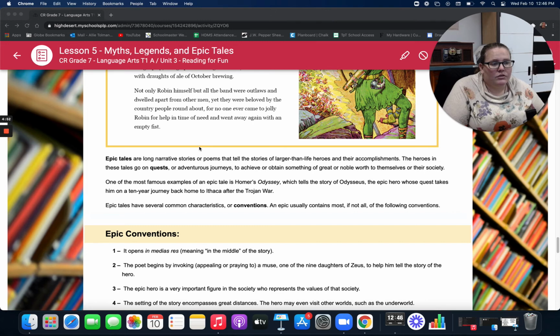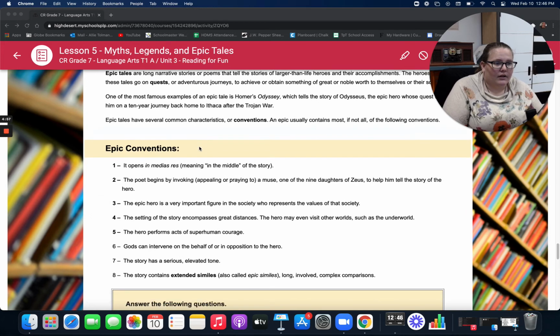An epic usually contains most, if not all, of the following conventions. Alright, so this is what epics contain. Number 1, it opens in medias res, which means in the middle of the story. Number 2, the poet begins by invoking, which is appealing or praying to, a muse, one of the 9 daughters of Zeus, to help him tell the story of the hero. Number 3, the epic hero is a very important figure in the society who represents the values of that society. Number 4, the setting of the story encompasses great distances. The hero may even visit other worlds, such as the underworld.